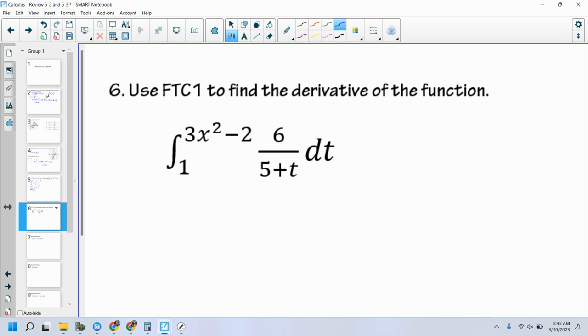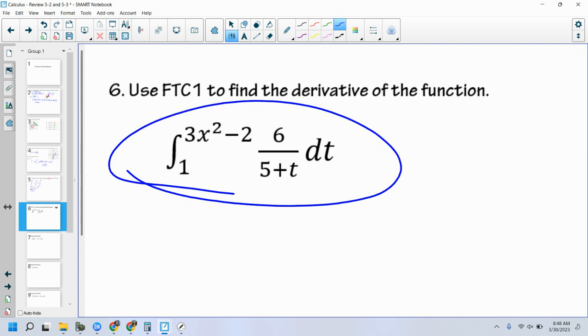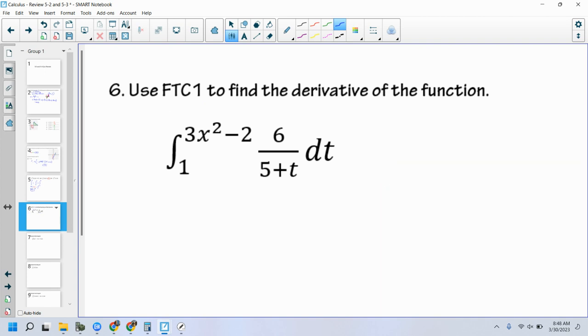So it says use FTC1 to find the derivative of the function. This is the full function. Like, that whole thing is the function. And I want to find the derivative of that thing, right? But the derivative of that thing, FTC1 says the derivative of that thing will cancel the integral. So basically what I'm asking you is do this. Do that.